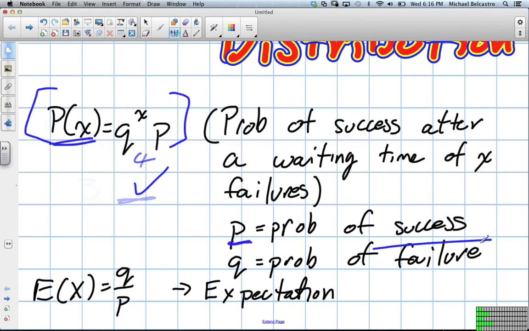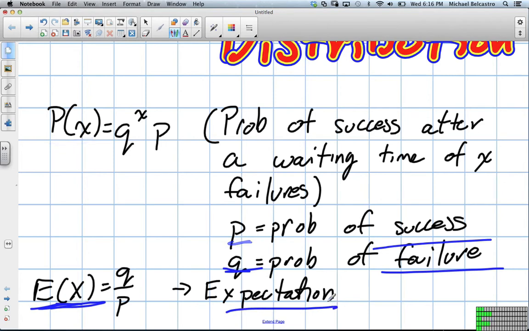P stands for probability of success, Q stands for probability of failure. And then our E of X here is our expectation, so our expected wait time. That would be probability of failure divided by probability of success.